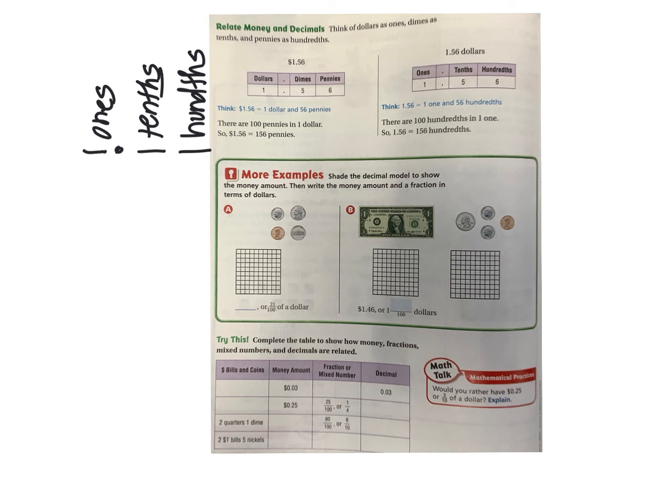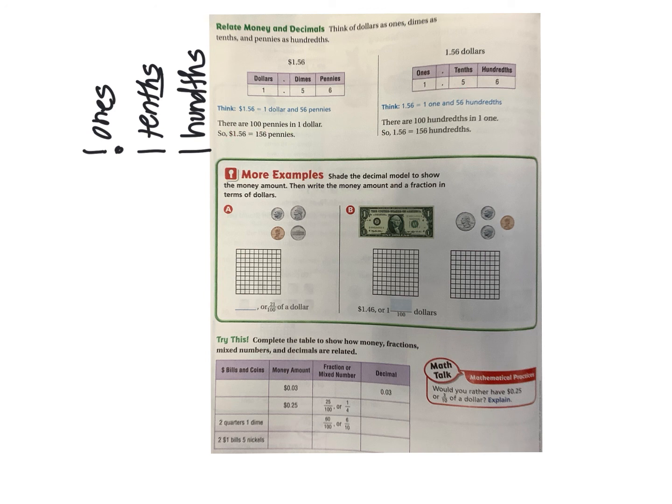Now, can we build that with other coins? Yes. But right now we're just letting our brains adapt to the fact that this tenths place represents our dimes and this hundredths place represents our pennies because those are 1/100th of a dollar. $1.56 is the same thing: $1 and 56 cents, 5 tenths, and 6 hundredths.